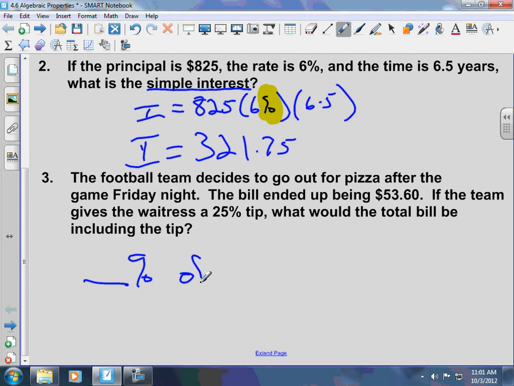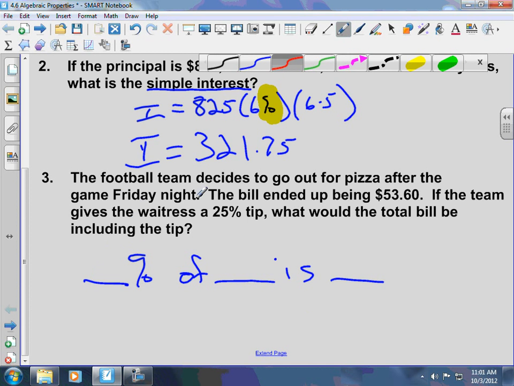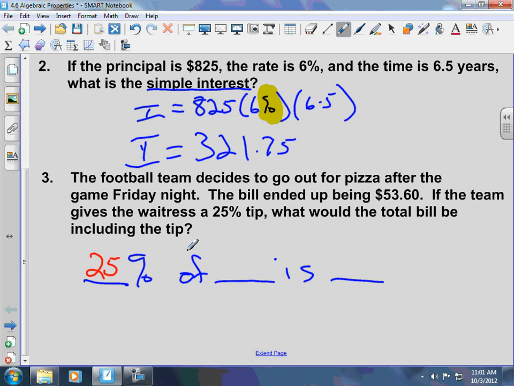Blank percent of blank is blank. The football team goes out for pizza after the game. The bill is $53.60, and they want to give the waitress a 25% tip. 25 goes here. Your total is $53.60. That goes here. So now you have to multiply because of means multiply. $53.60 times 25%, don't forget your percent, equals $13.40. So they're going to leave a $13.40 tip.